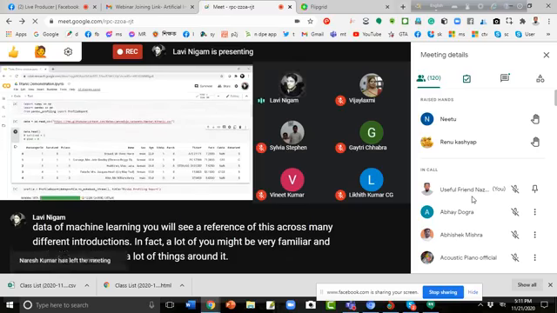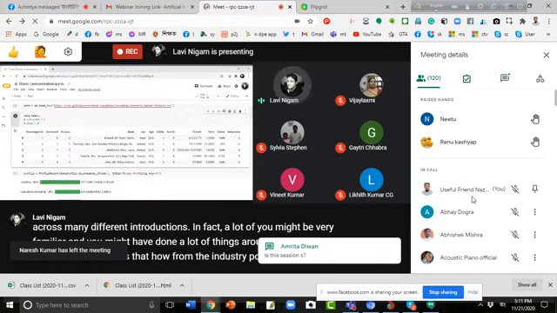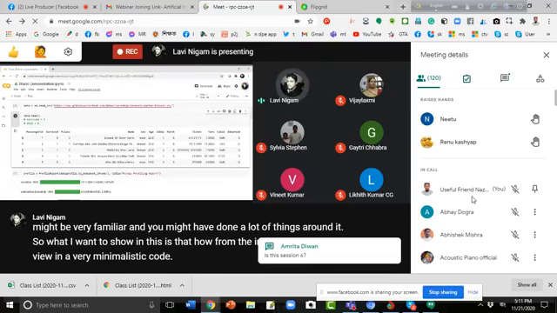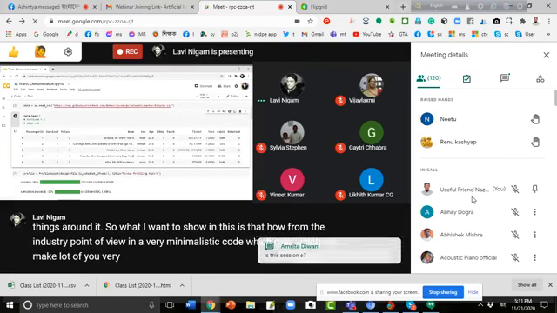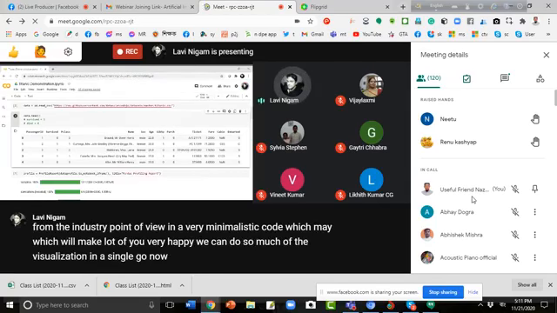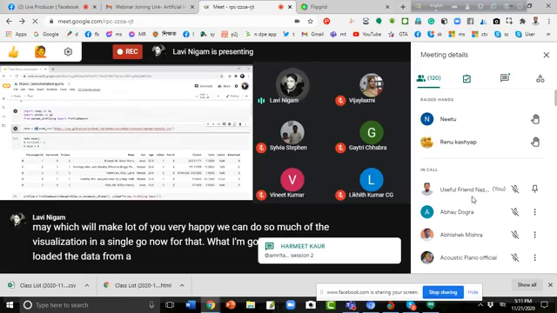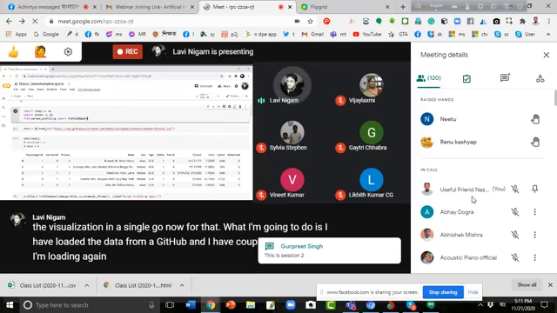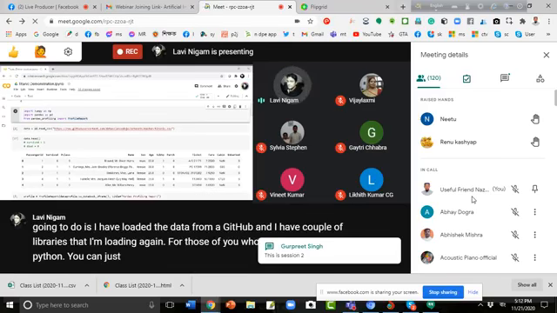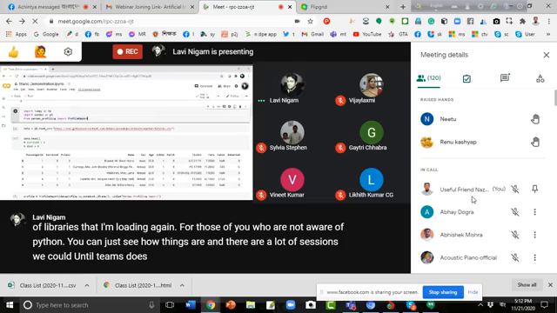In fact, a lot of you might be very familiar and might have done a lot of things around it. So what I want to show is how, from the industry point of view, in very minimalistic code, which will make a lot of you very happy, we can do so much visualization in a single go. For that, I have loaded the data from GitHub, and I am loading a couple of libraries. For those of you who are not aware of Python, you can just see how things are, and there are a lot of sessions the Teams does every week, so you can attend those, and this will start making sense.